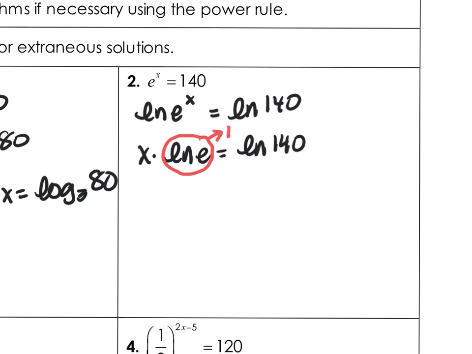That represents 1. And you're going to learn that. And you can plug it in your calculator if you need to. But it represents 1. So really, we just have x equal to ln of 140. So that would be our exact answer. And if we plug that in the calculator to get an approximate answer, that's 4.9416.